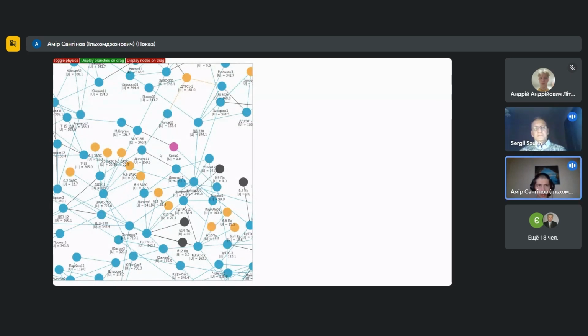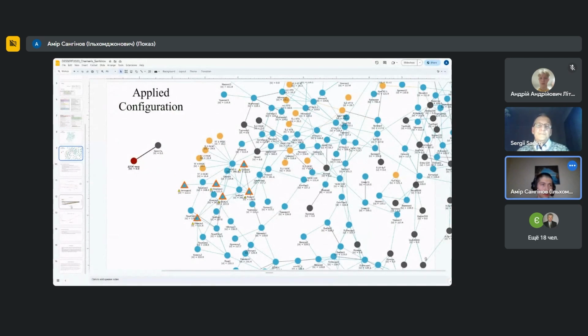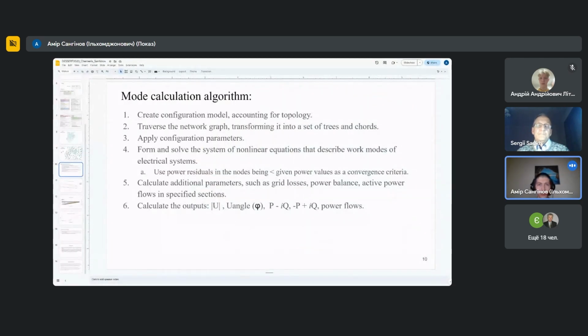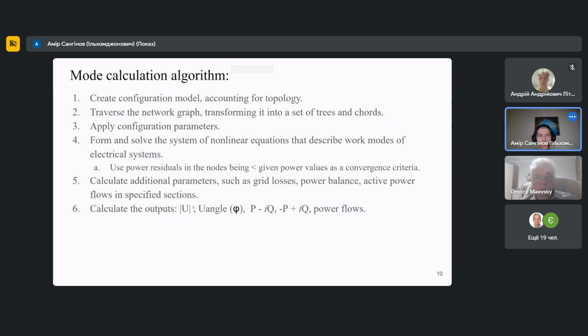Okay. We also have some output data. So here are the outputs that we obtain. We have the voltage module, voltage angle or phase, and then we have power flows, and we have active and reactive generation sums. These are the outputs as well. We could also calculate losses and active power flows in specified sections. So all of this is the result of the mode calculation. The additional parameters listed in section 5 are optional. We can, for example, not calculate losses, but these are the main outputs.